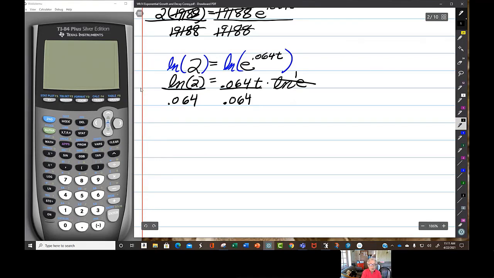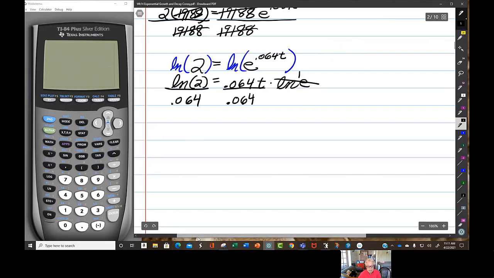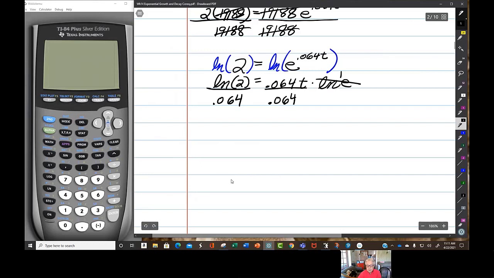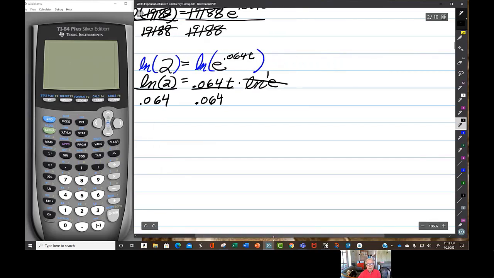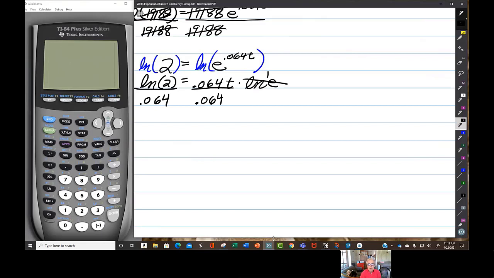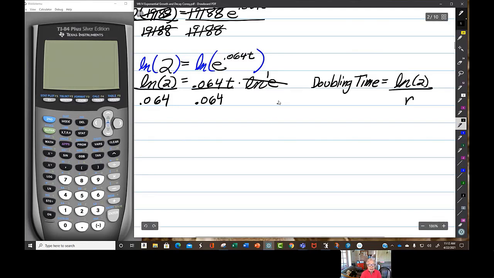0.064. Now, for those of you who, I know I said this before, but not everybody might have been here, for those of you who absolutely love memorizing formulas, MyMathLab in question helps gives you the formula that doubling time equals the ln of 2 over r, with r written as a decimal. That's what we have right here. The ln of 2 over r. But like I said, I don't like using more formulas than I need, especially when I know how to work the problem. So I'm going to take the ln of 2 divided by 0.064.